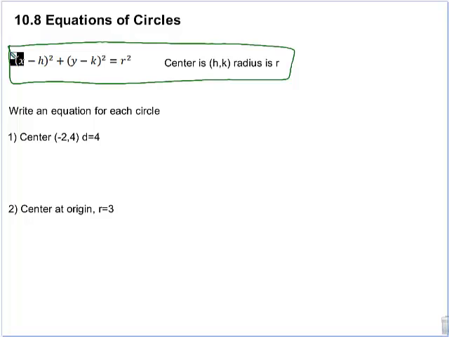So our standard form for a circle is x minus h squared plus y minus k squared is equal to r squared. H and k stand for the center. So the center is at (h, k), and the radius is your r. So the values attached to your x and to your y end up being your center. Okay?